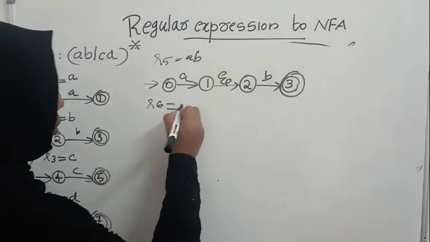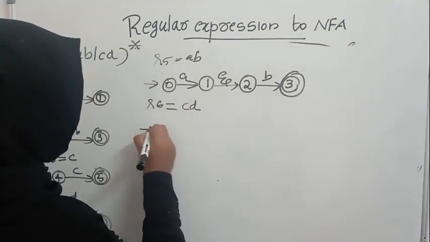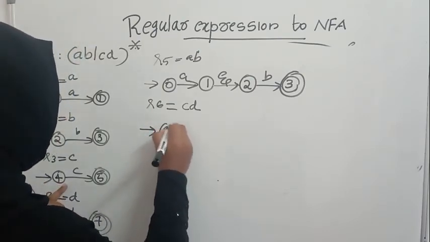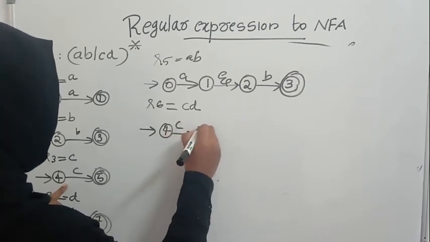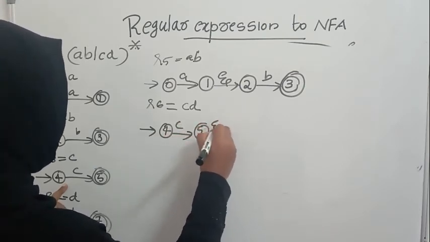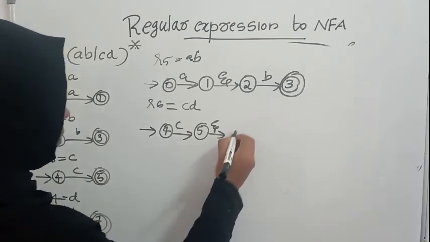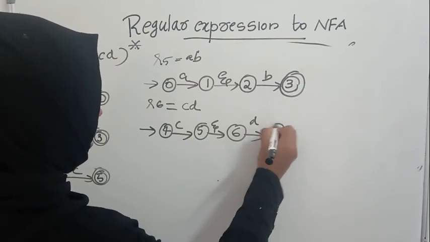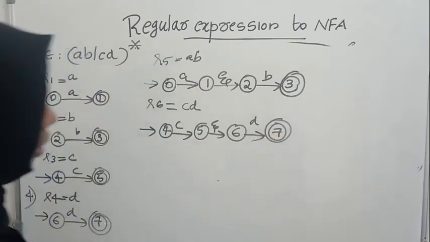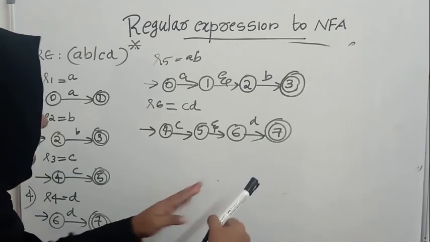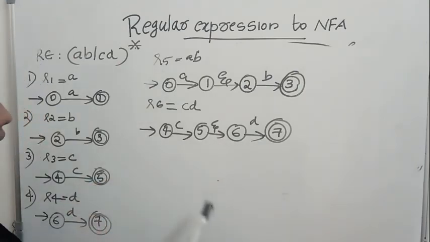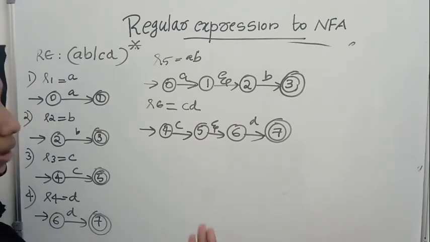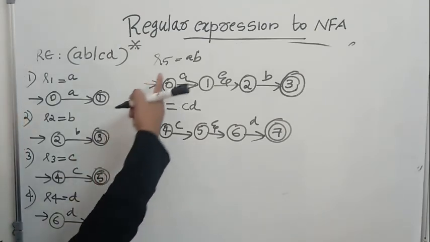So you have to draw for CD. Again, for C it is 4, C, 5. Now we will concatenate the NFA for D, just using epsilon, 6, D, 7. And as I have told you earlier, you can retain the final state of the second NFA as the final state when you are concatenating NFAs. Otherwise, you can add epsilon and include a new state, that is completely up to you. Now R5 and R6 are obtained.